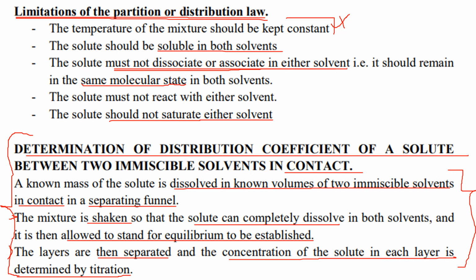Now I hope you covered this in O level and we repeat it also in A level. You use known volumes of these immiscible solvents and a known mass of a solid, so you can easily determine the concentration of the solid in either of the solvents by titration. And you shall be looking at this using real life examples.